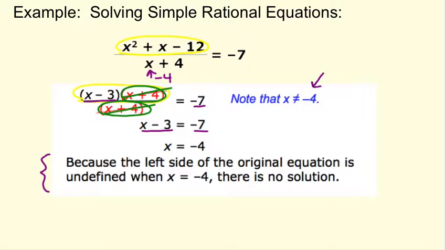So remember, this is my domain restriction. But our answer down here was a negative 4. Because the left side of the equation is undefined at negative 4, there is no solution.